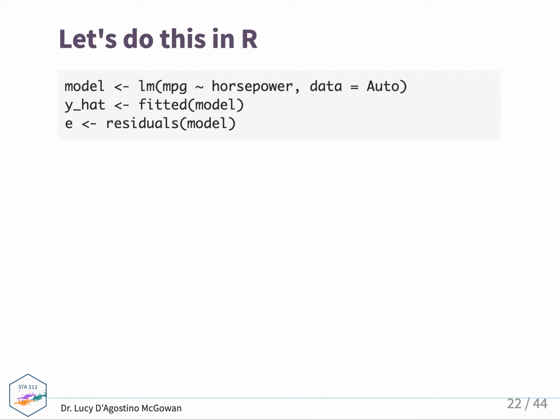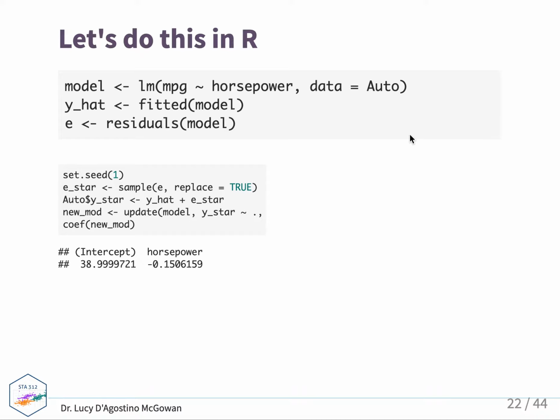Let's actually apply this function to a specific problem. Here I'm using the Auto data from the ISLR package, and I'm fitting a linear model to predict miles per gallon from horsepower. That's what this model is here. I can pull out my y-hat values by using the fitted function, and I can pull out my residuals by using the residuals function. Now I've got my model, my y-hat, and my e, my residuals, and auto is my data set.